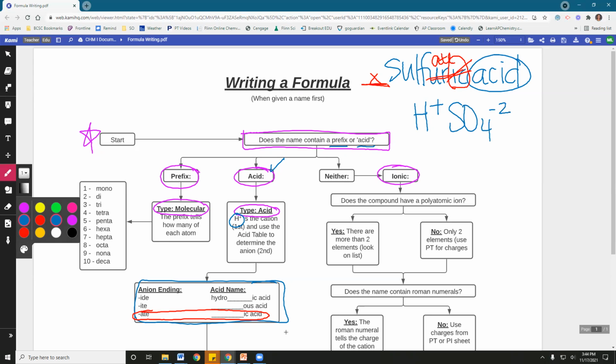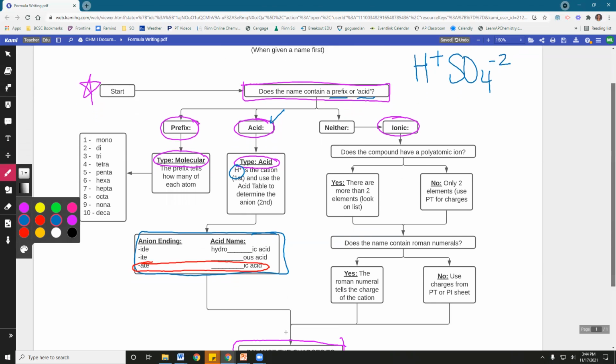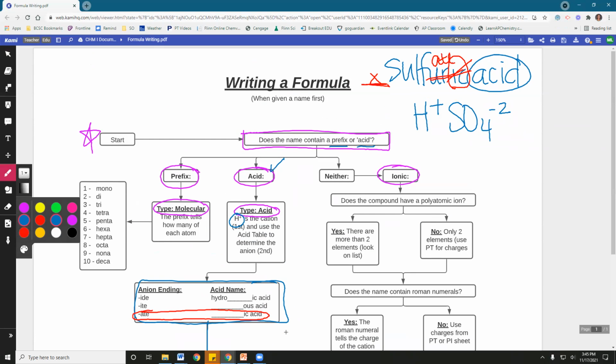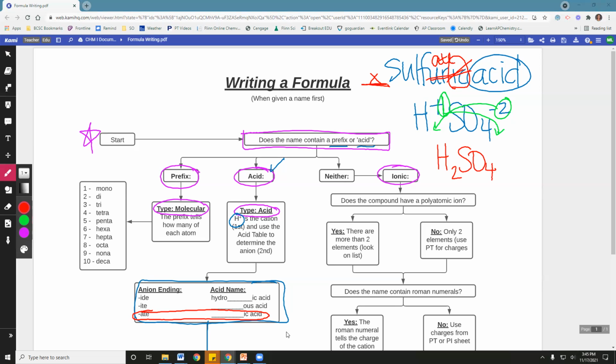So at this point, we are almost done. Last thing to do after you figure out that it's an acid: we have to balance the charges to write the formula. I'm going to do it the cross way to make things simpler. If you don't know how to do it this way, do it your regular way of counting. But the number 1 will become the subscript on the SO4, and the 2 will become the subscript on the H. So the formula for sulfuric acid is going to be H2SO4. It's just going the opposite way of what we did with the last one.